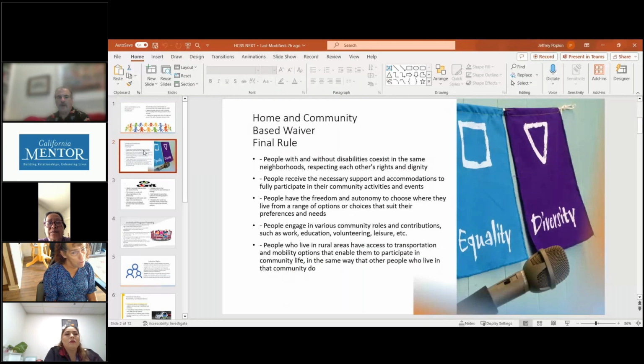Okay, home and community-based waiver final rules. People with and without disabilities coexist in the same neighborhoods and respect each other's rights and dignity. So the same neighborhood that your facility is in, you have neighbors. Do you know your neighbors? Do your clients know your neighbors? Are they involved with the neighborhood?